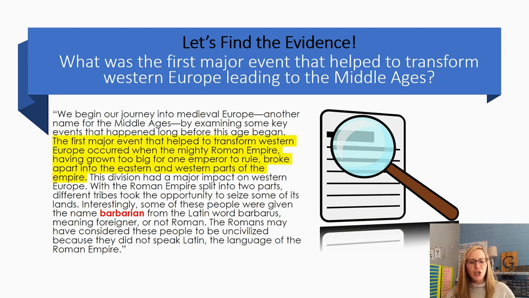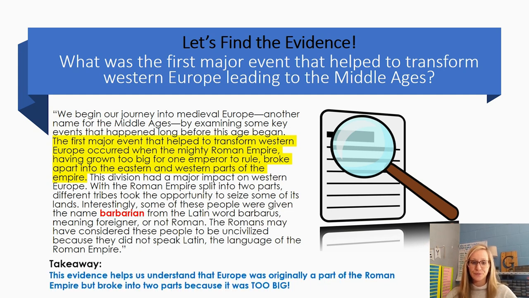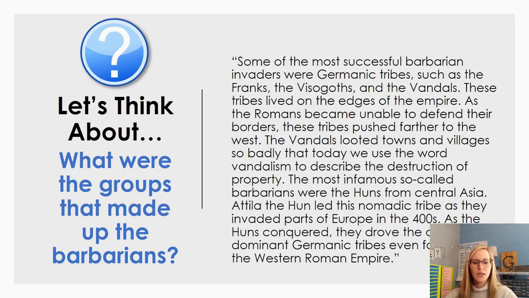Okay. You're also going to see on your screen the red word barbarian. We're going to take a look at barbarians just a little bit further. So let's continue. Barbarians are certain groups of people, and I want you to listen for what are the different groups of barbarians that we read about today.